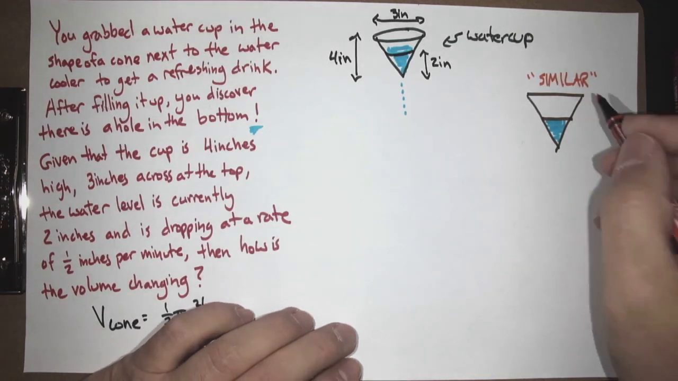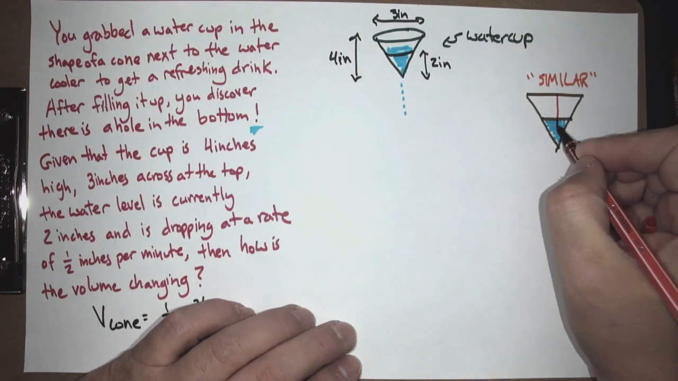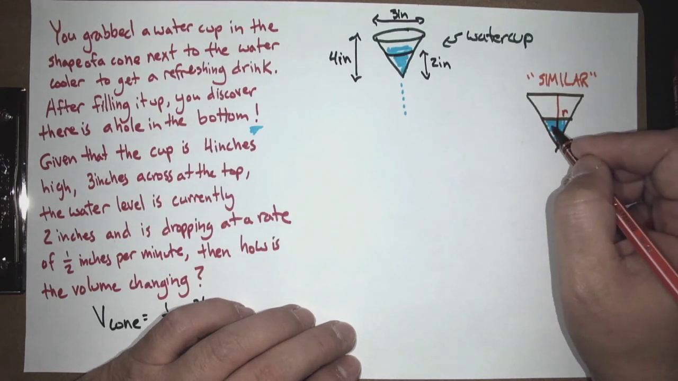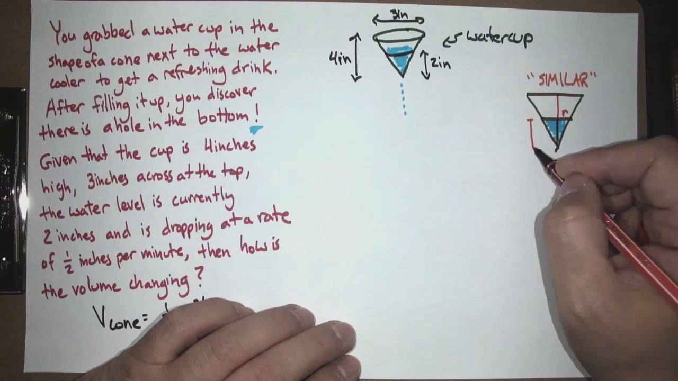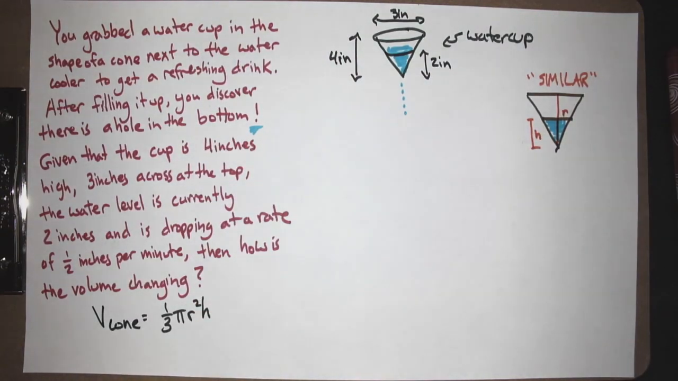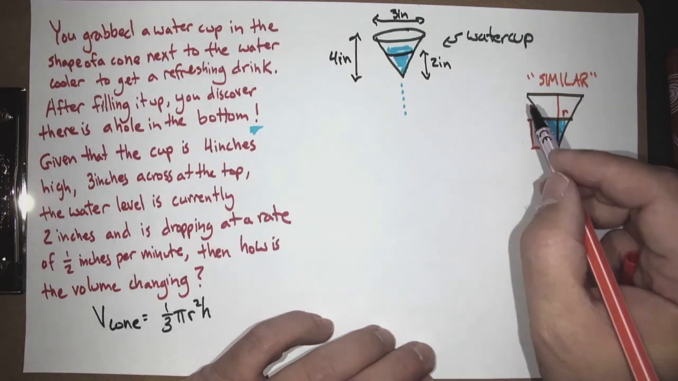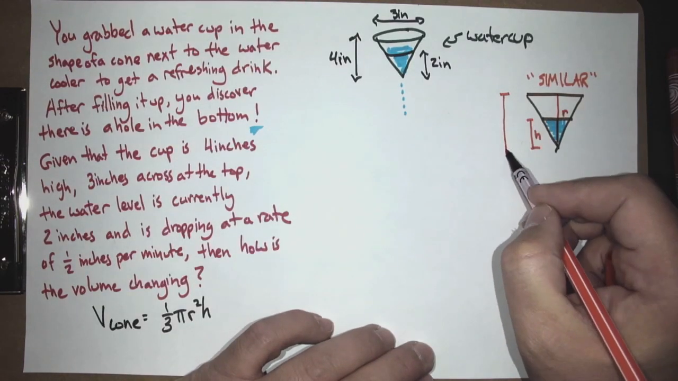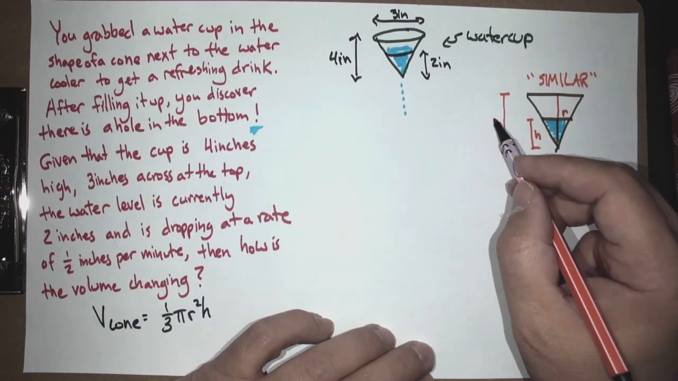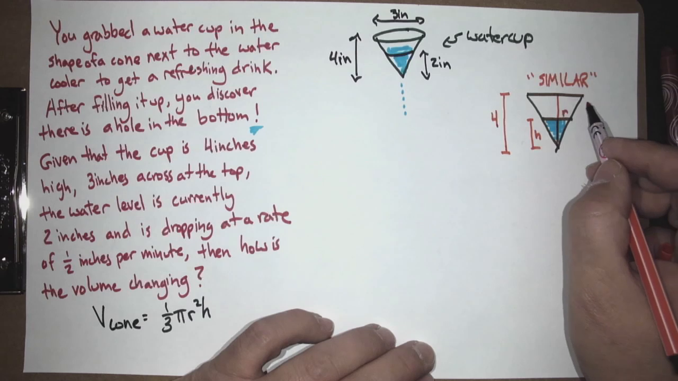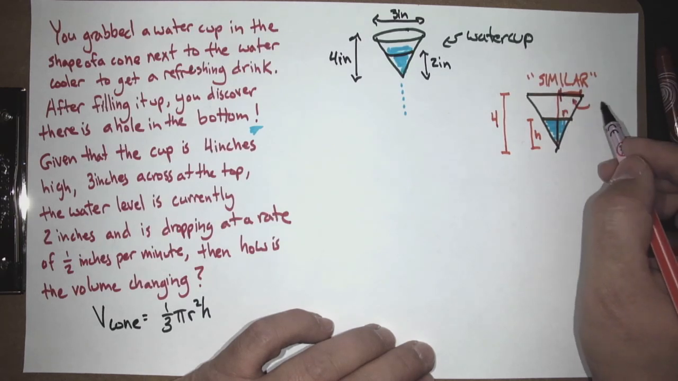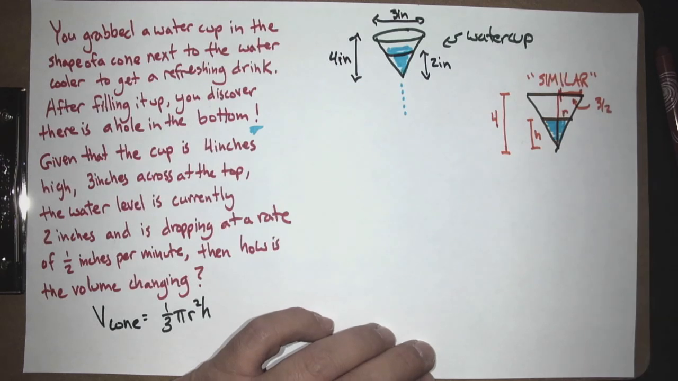So, for convenience, let's cut it in half. Here is R. Here is H. So R and H, that's for the water portion. In the big triangle, what does the corresponding measurement for H turn out to be? 4. What does the corresponding measurement for R turn out to be? 3/2 or 1.5.